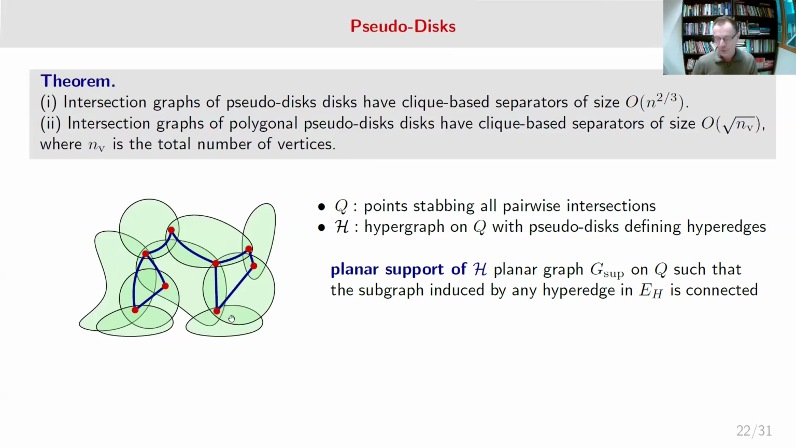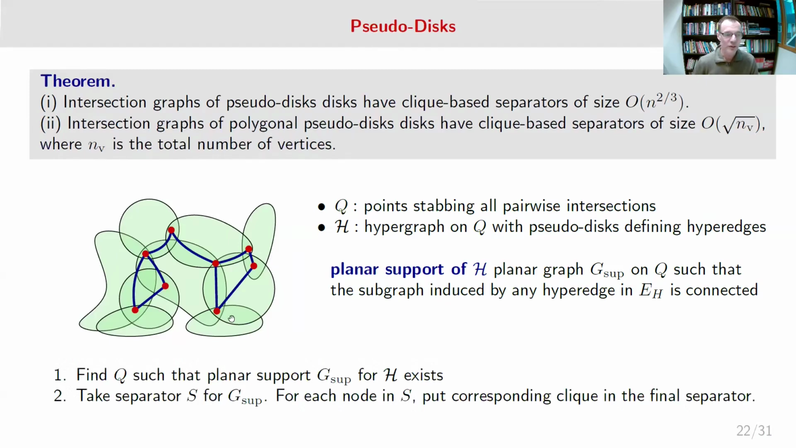Okay, so you have this planar support, and then the general strategy is you try to find a planar support with a small number of nodes. You compute a separator for this planar support, right? It's a planar graph, so that has square root of n number of nodes. And then for each of the red nodes in your separator, you put all the pseudodisks that contain this node as a clique into your separator.